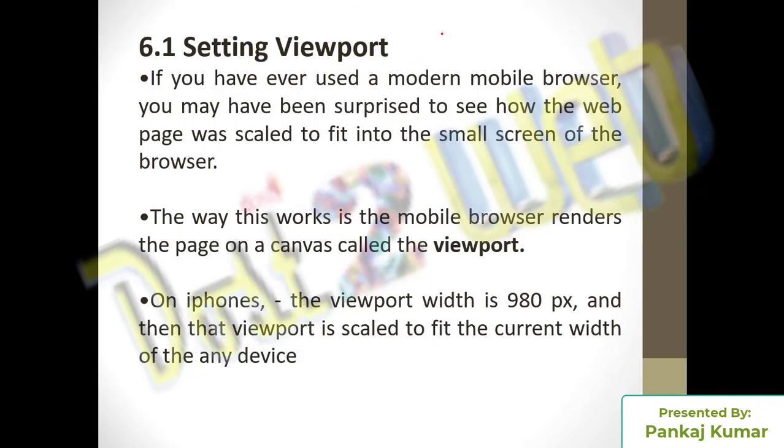So if you have ever used a modern mobile browser, nowadays all browsers used in mobile phones are modern because everything is updated. And you may have been surprised at how the web page was scaled to fit into the smaller size of your device, right? It has to fit, and this fitting is done due to the viewport. That's the way this works on mobile browsers: the mobile browser renders the pages on the canvas, meaning your screen size, and that is actually called your viewport.